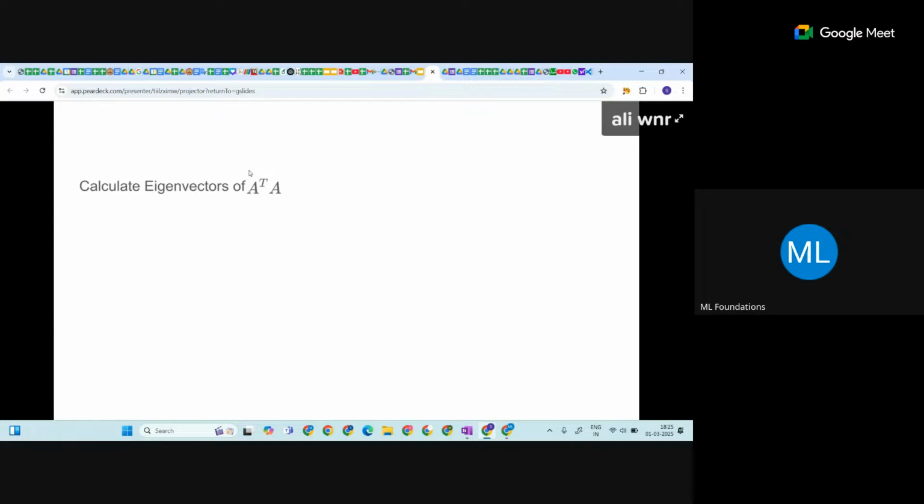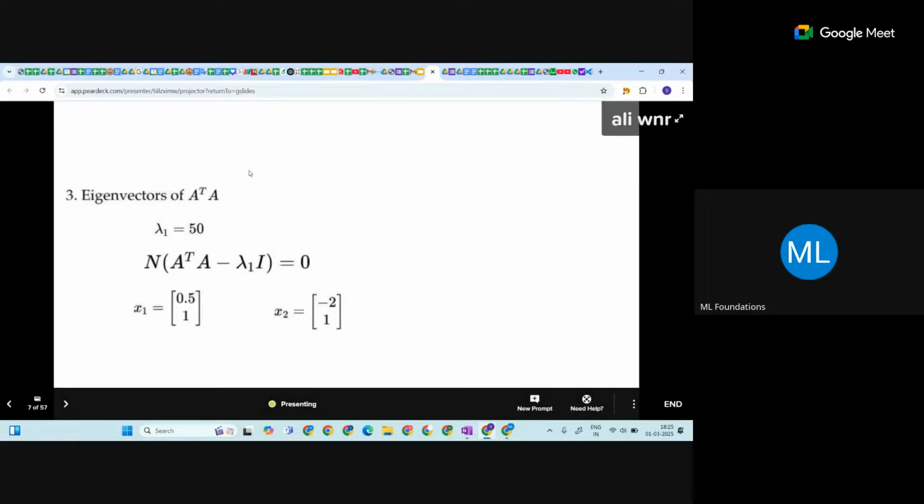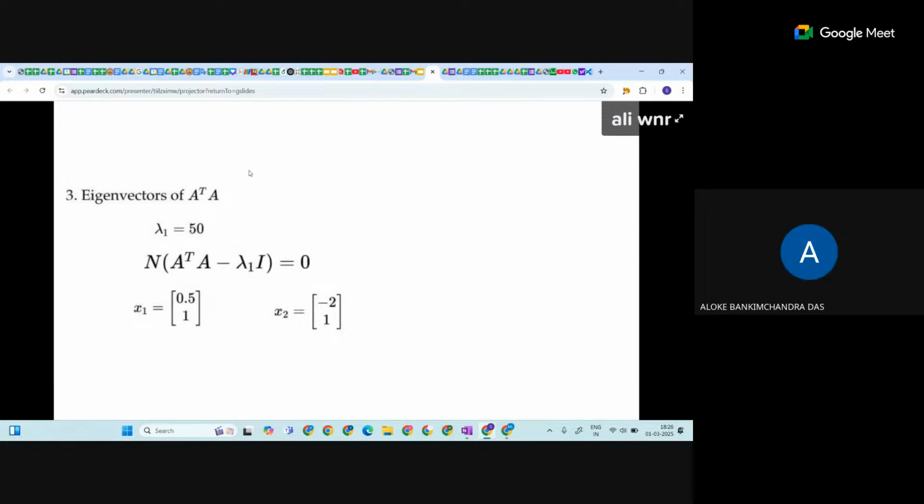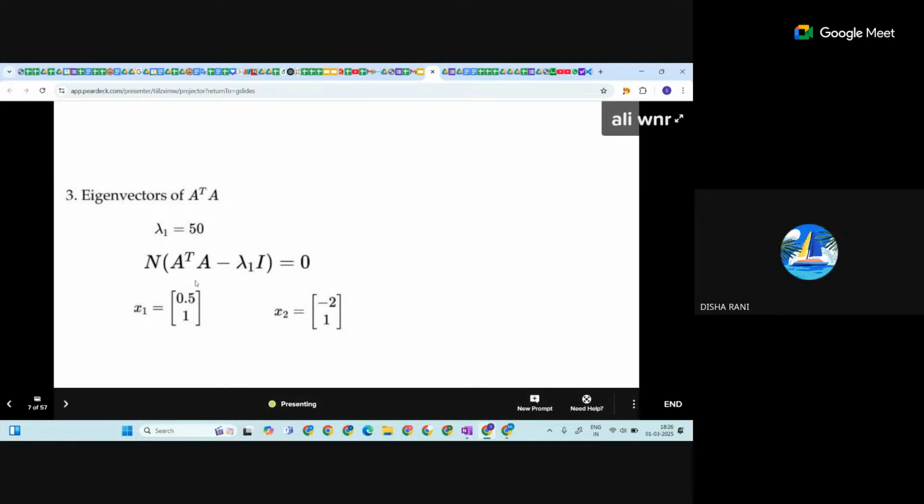So let's see what eigenvectors we have. Eigenvectors for 50: is it 1 by root 5 and 2 by root 5, sir? For 50, I got 1 and 2. So this is correct, 1 and 2. For 0, I got -1 and -1 by 2. That is also correct. If you just divide both by 2, the vector is going to be -1 and 1 by 2.